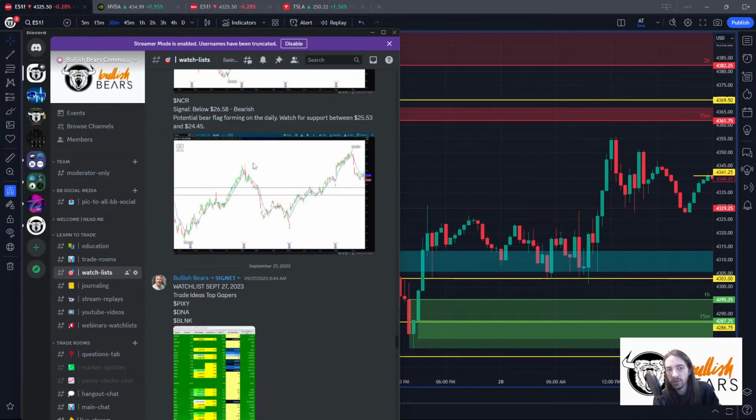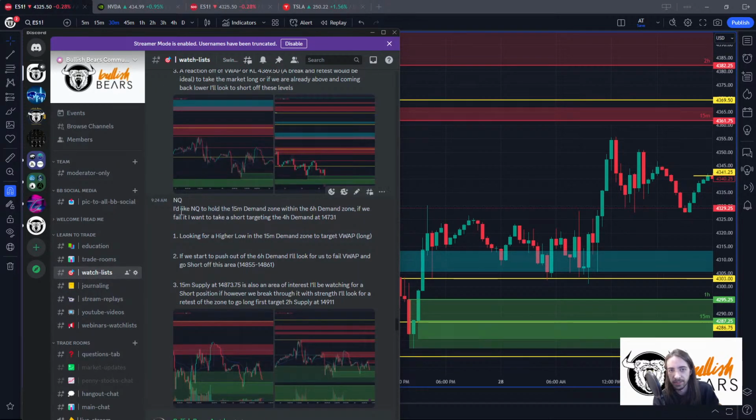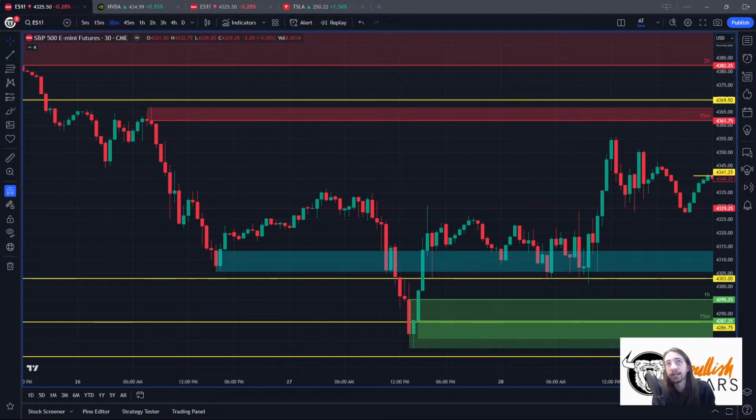So I usually go into a more in-depth trade analysis. NQ, I'd like to hold the 15-minute demand zone within the 6-hour demand zone. If we fail it, I want to take a short targeting 4-hour demand. Then I'll have 1 to 3, sometimes 4 setups that I'm looking for our community. That way you guys can also see and know exactly what I'm looking for when trading these zones.